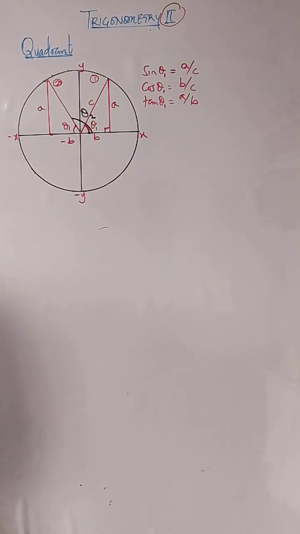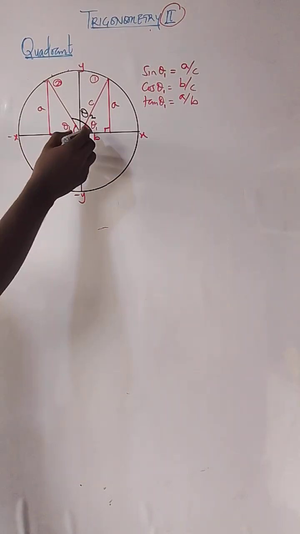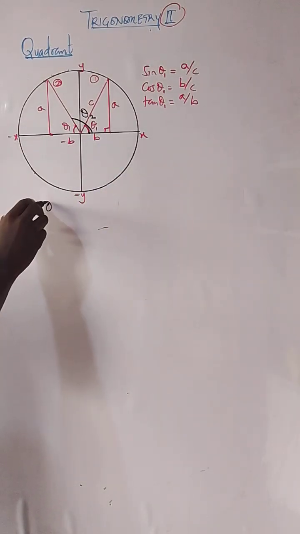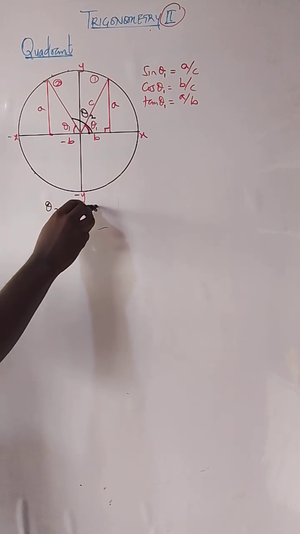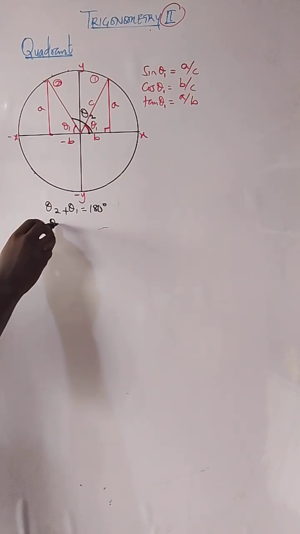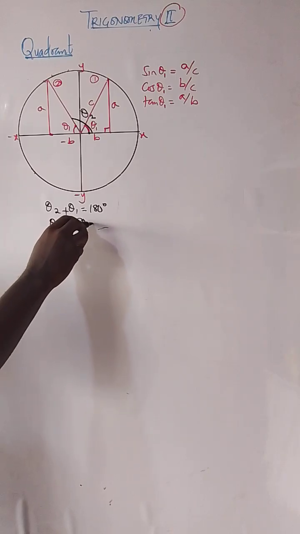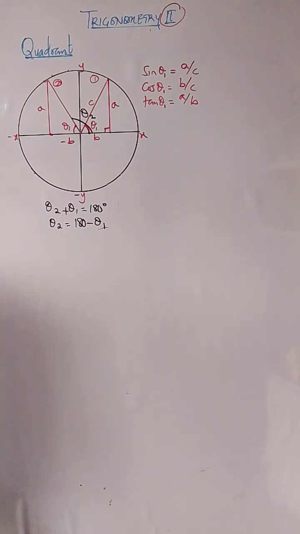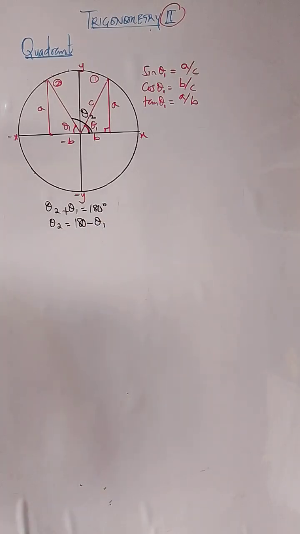Something is obvious here. We can write this angle inside. For example, the total angle on a straight line is 180. So theta 2 plus theta 1 will give us 180 degrees. So theta 2 equals 180 degrees minus theta 1. So the angle in the second quadrant is 180 minus the angle in the first quadrant.